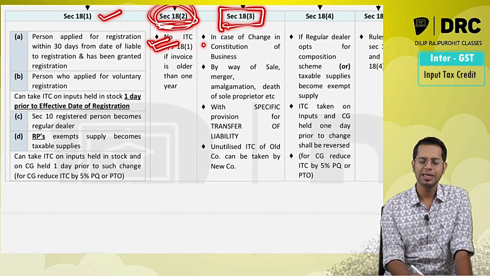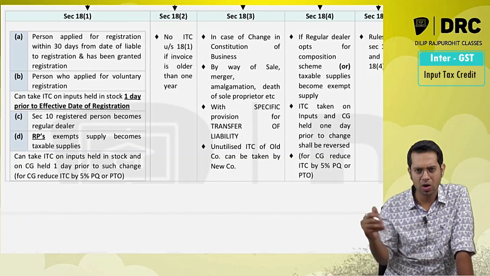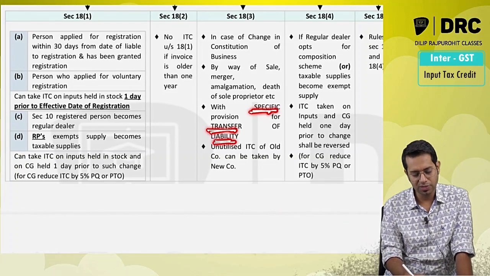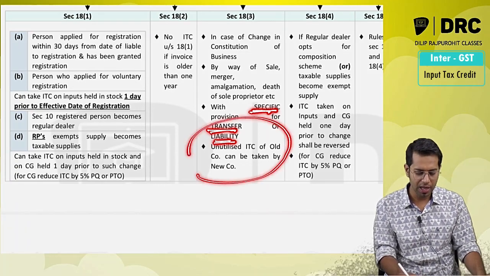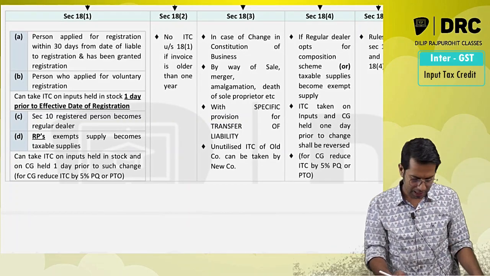18.3 says, in case of change in constitution of business by way of sale, merger, demerger, etc., or death of a sole proprietor, etc., with a specific provision for transfer of liabilities, that is, the condition that liabilities also should be transferred, the unutilized input tax credit of the old company can be taken by the new company.